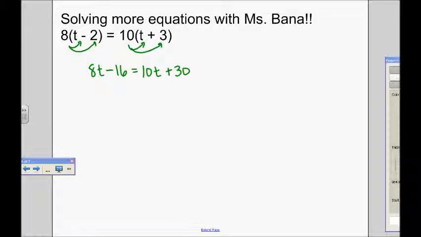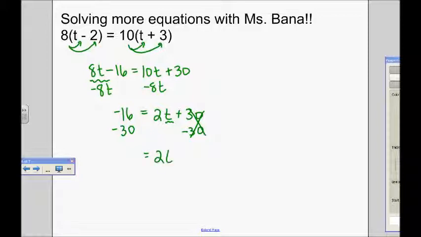I think I'm going to get rid of this 8t first. So, opposite operations, I subtract 8t from both sides. When I do this, I'm left with negative 16 on one side, and I'm left with 2t plus 30 on the other side. Still thinking about isolating this t. Now I want to get rid of 30. So I'm going to subtract 30 from both sides, because it makes this 30 go away. I'm left with 2t over here. And on the left-hand side, I'm left with negative 46.